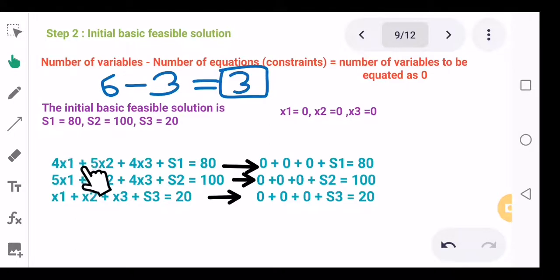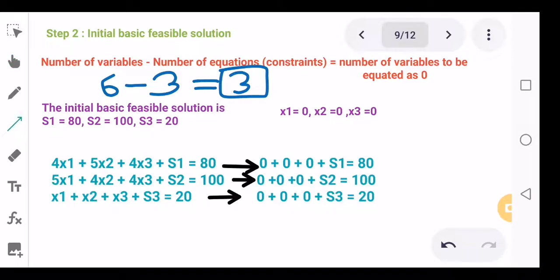This is the equation for the constraint: 4x1 plus 5x2 plus 4x3 plus s1 is equal to 80. We know that x1 is equal to 0 because we have assumed it to be 0, x2 is 0, x3 is 0. So 4 into 0 is 0, plus 5 into 0 is 0, plus 4 into 0 is 0, plus s1 is equal to 80. So basically s1 is equal to 80. Similarly, when you solve the others, you will get s2 as 100, and s3 as 20.